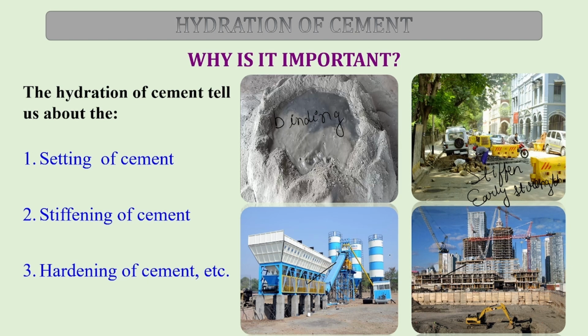So, if we alter these Bogue's compounds, which we have seen in the previous slide, according to our needs, we can get a variety of cement like RHC or rapid hardening cement, where the quantity of C3A is very high, and LHC, the low heat cement, where the quantity of C3A is very less, and so on.